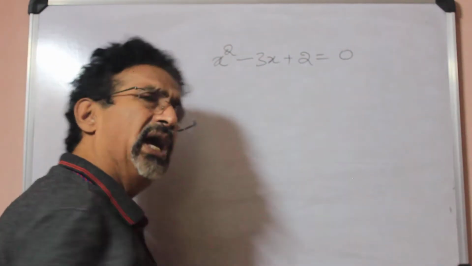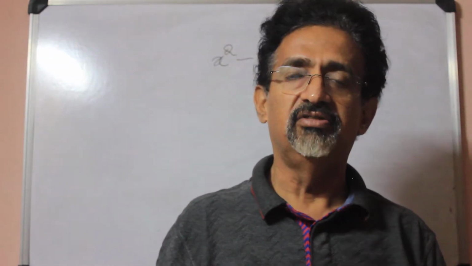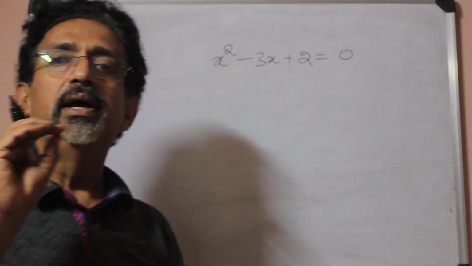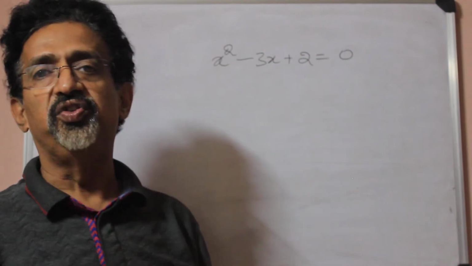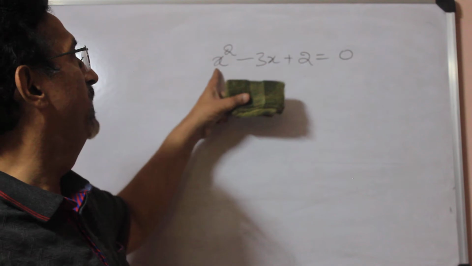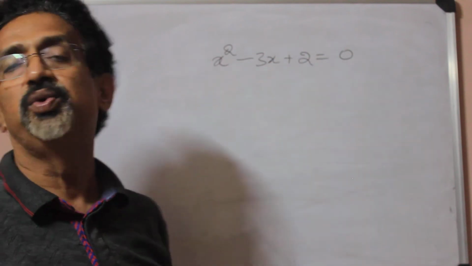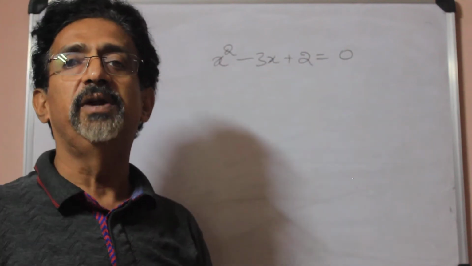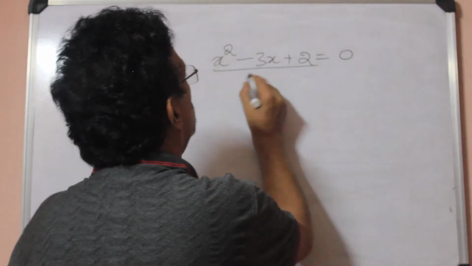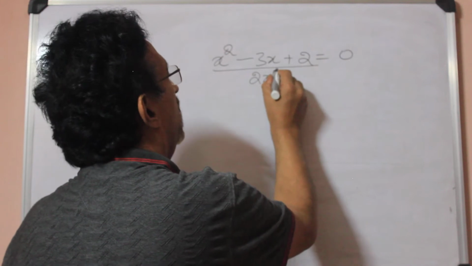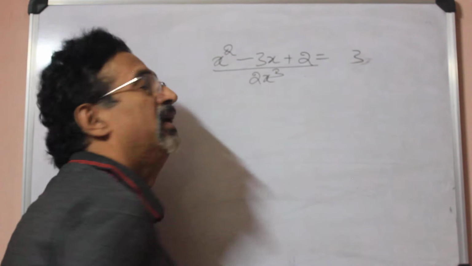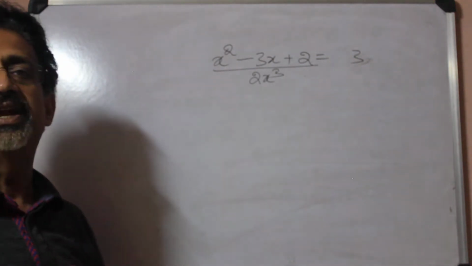Now, what do you mean by algebraic and transcendental equation? See, what is an algebraic equation? If I equate a polynomial to 0, I get an algebraic equation. For example, this one, x squared minus 3x plus 2 is equal to 0, is an algebraic equation. Similarly, anything like x squared minus 3x plus 2 divided by 2x cube is equal to, say, some constant, say 3. So this also is an algebraic equation.